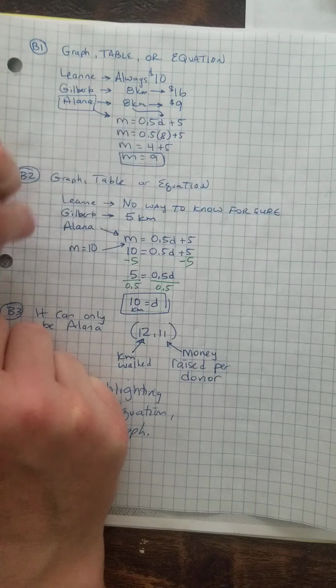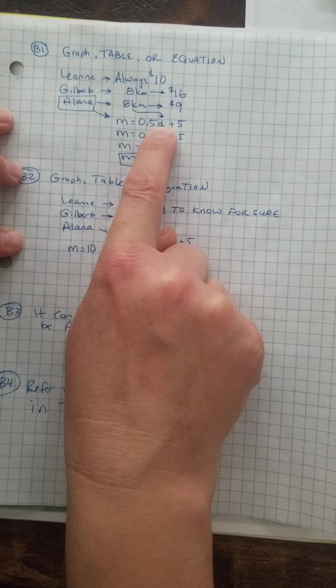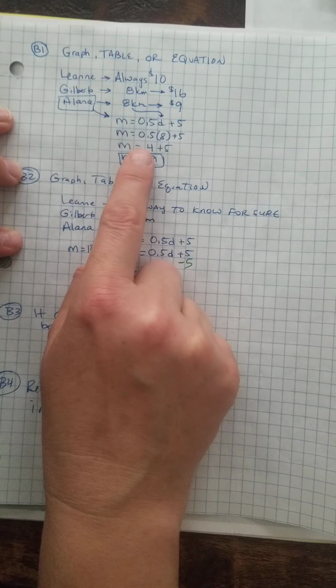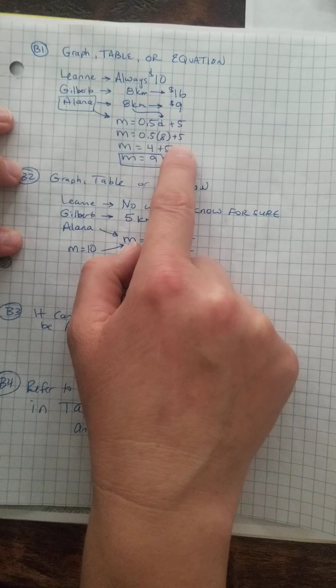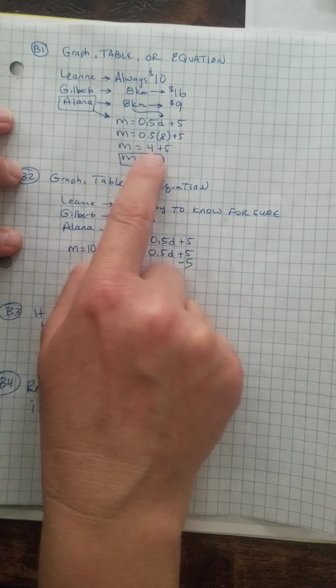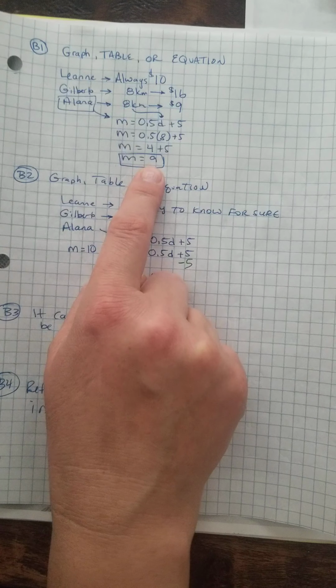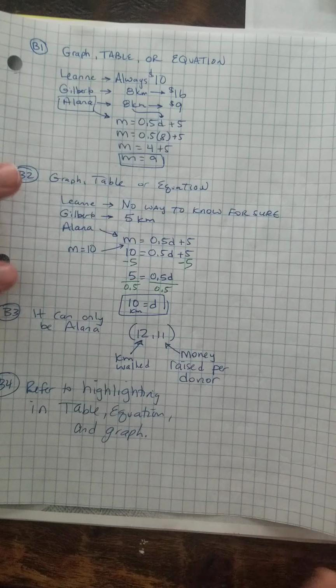0.5 times the distance. I know my distance is 8, so I plug in 8 for D, and I'm left with 0.5 times 8 plus 5. So I know that my money is going to be equal to 4 plus 5. So my money will be equal to $9. So 3 different ways to do that.